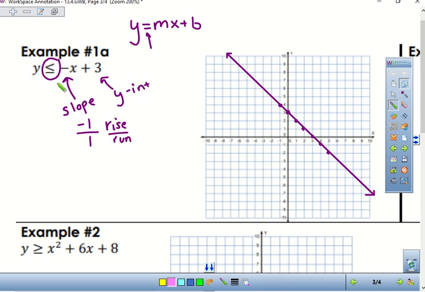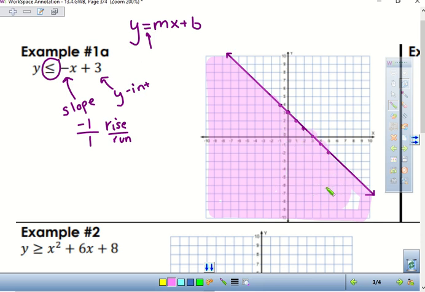So y is less than, so it's going to be shaded below. The way you can help determine that is, I think of it like an alligator. The alligator eats the y, has to come out of the water above the line. So like this. Kind of silly, but it helps.